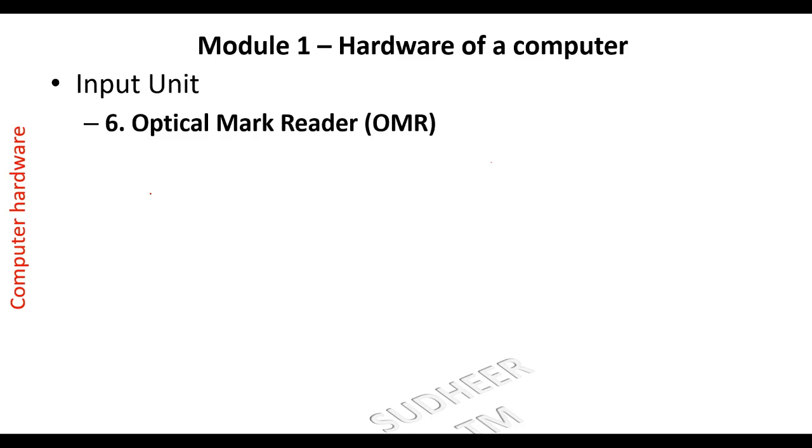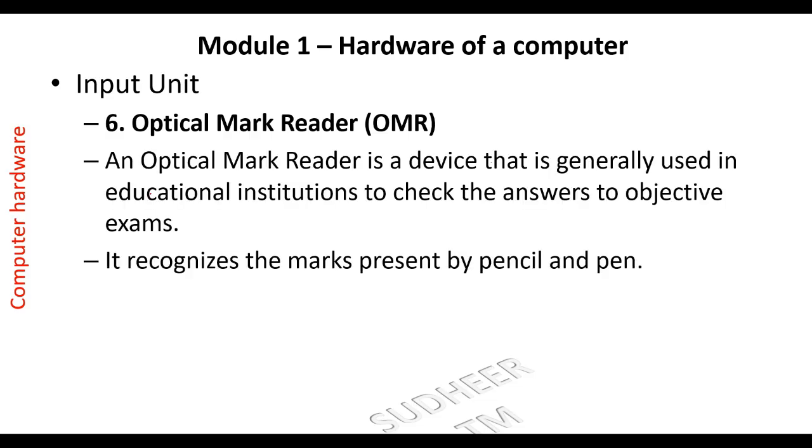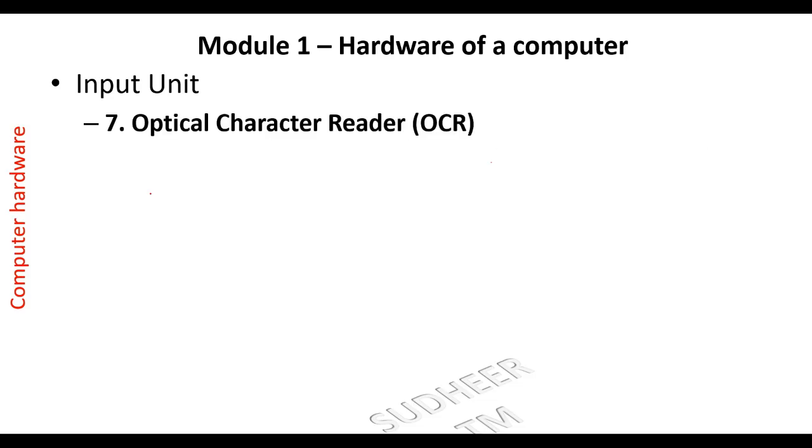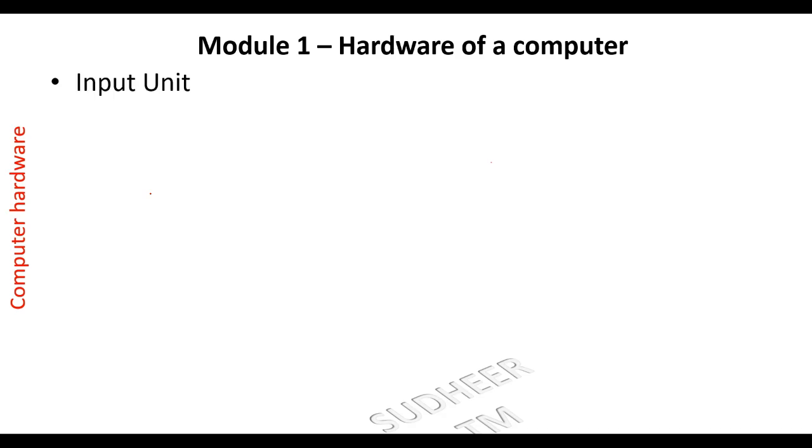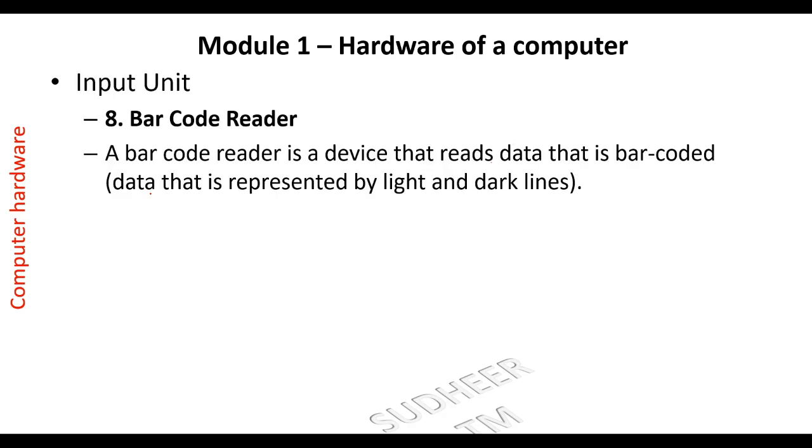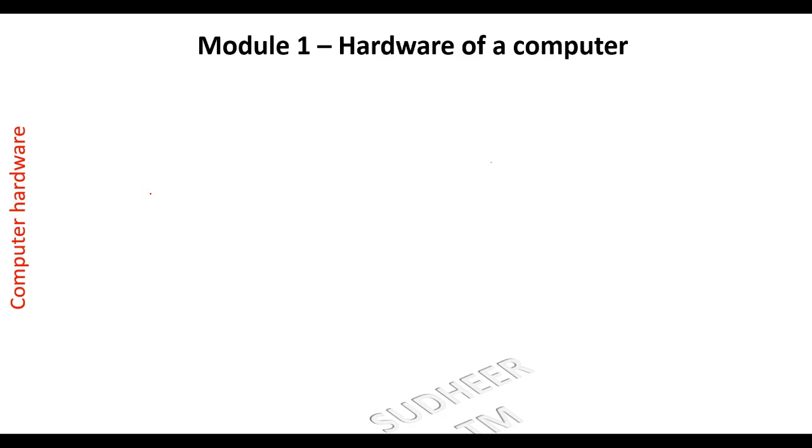Wherein you will be bubbling your answer on a small circular part. If that part is dark colored, that will be read by the optical mark reader. Okay, that is an input device to the computer. Then the optical character reader, OCR, for reading data or alphabets in your paper. You can use OCR, optical character reader. Barcode reader, for reading your data is your barcode.